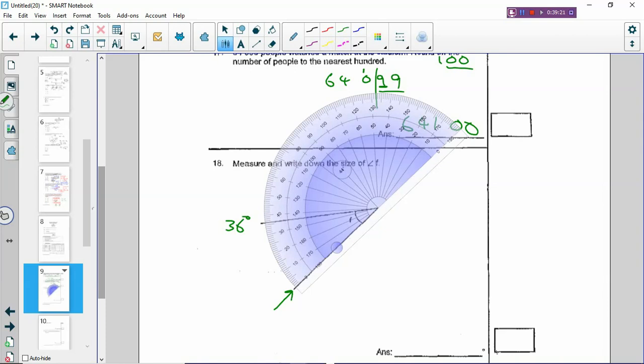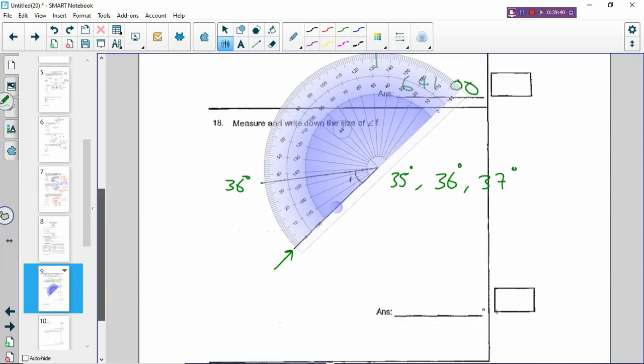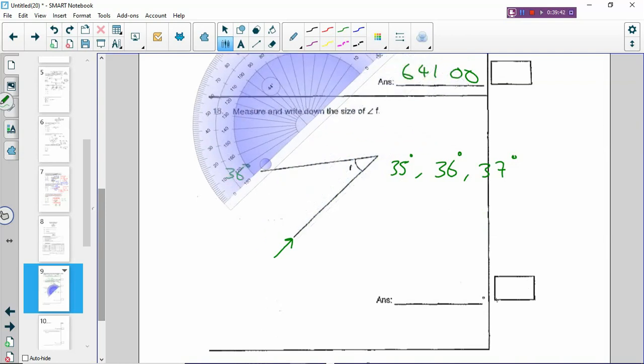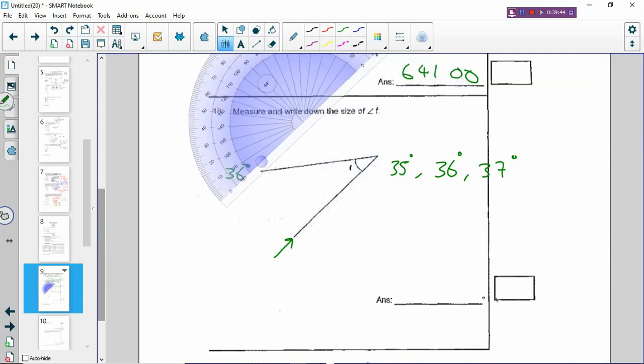But if you get your answer, which is maybe 36, 35, or 37, your answer is still correct, because there is a tolerance level, right? We allow plus and minus 1. So if you have plus and minus 1, 35, 37, you will also get the marks for this question. Okay, so that's how you measure the angle. Okay, so let's put down 36 degrees.